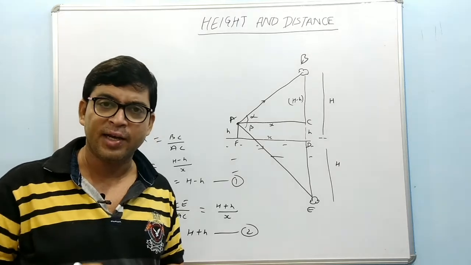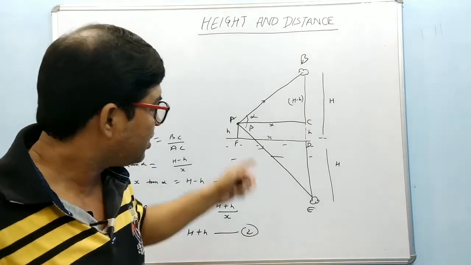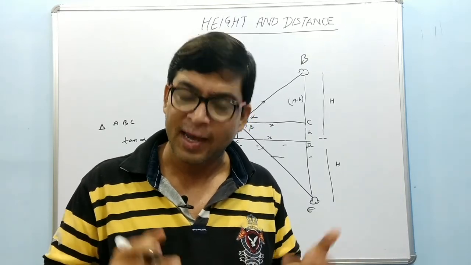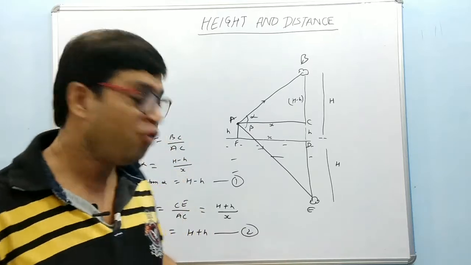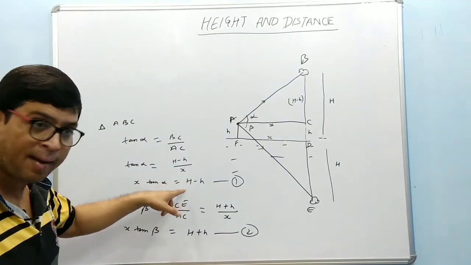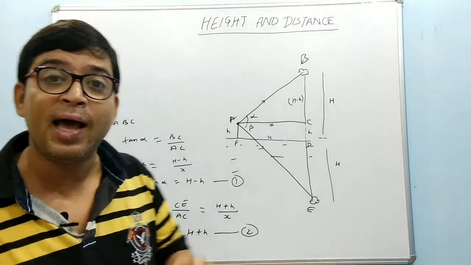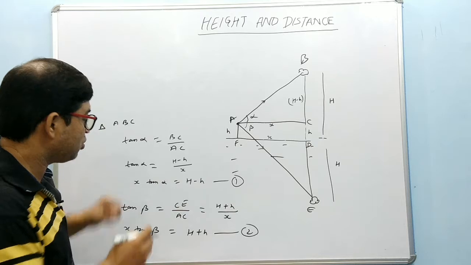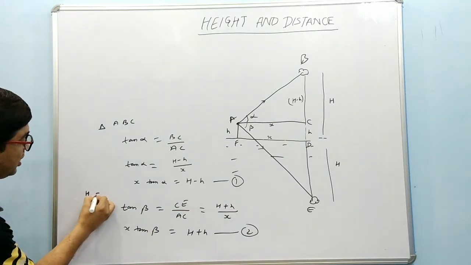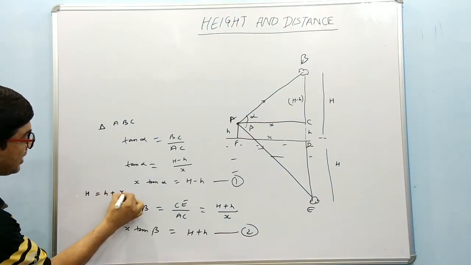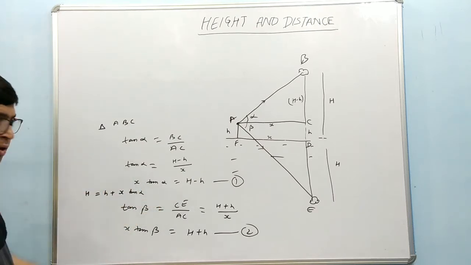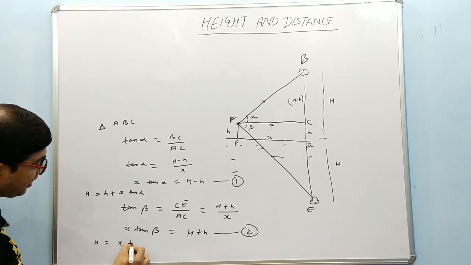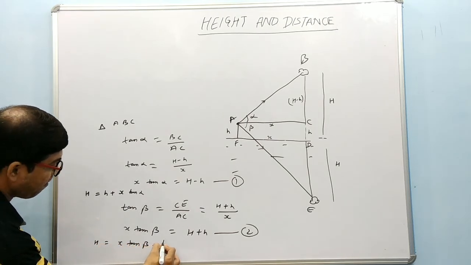One important technique I am giving you for solving. Suppose you need to find the value of x. x is important for you. Then what do you do? You make capital H, the other variable, the subject in both the equations. You need to find the value of x, so capital H you make here. Capital H is h plus x tan alpha. Here the same thing you do. H is equal to what? x tan beta minus h.